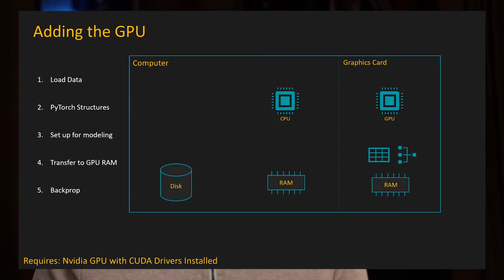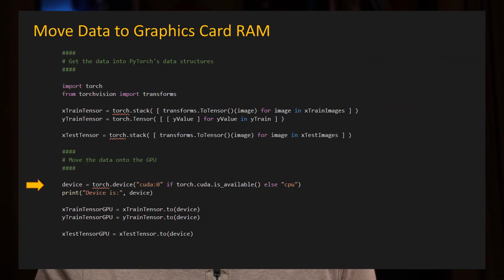So small change, just one step, and PyTorch makes it pretty easy. Let's look at the code. So this is the code we saw before that created the tensors that we needed for PyTorch to be able to learn. And here's the code to move the tensors to the GPU.